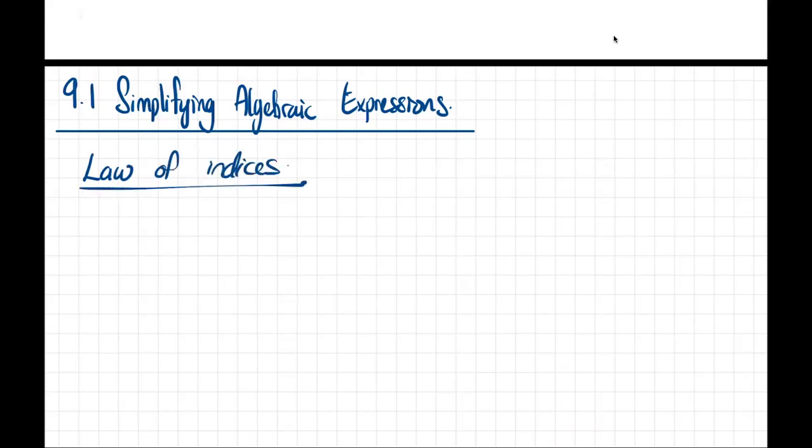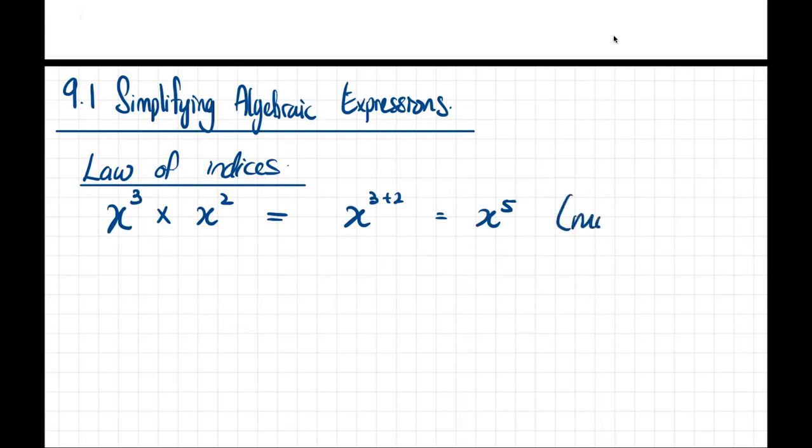The law of indices is that if there is a power, what do we do with it, especially when we multiply or when we divide. For instance, if I say x to the power of 3 multiplied by x to the power of 2, the answer is x to the power of 3 plus 2, which in turn is x to the power of 5. This seems to be very easy to understand. This is when we do multiplication.